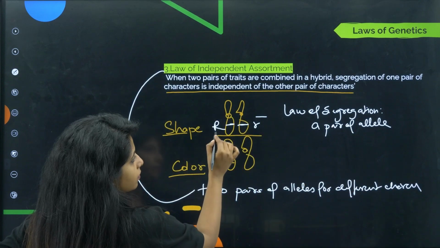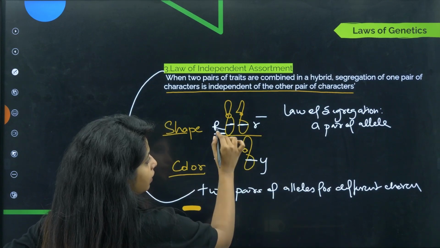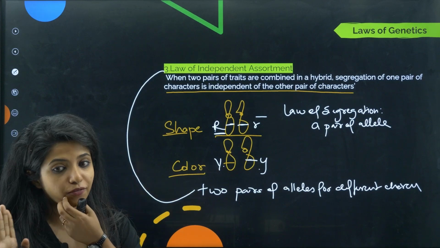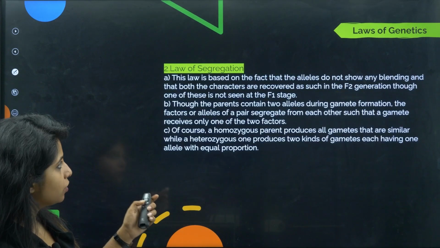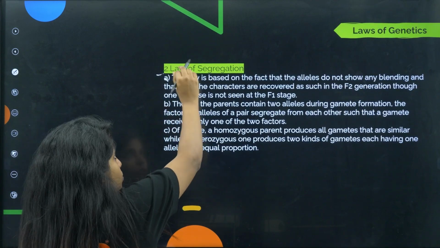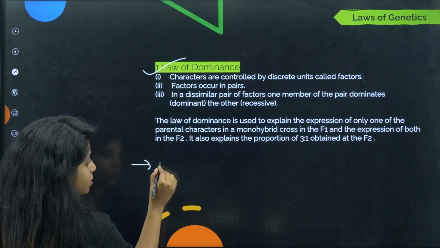So it is saying this assorts independently of what is there over here. Either it can go with this, or it can go with this. Please understand the difference. And law of dominance, you know that. Basically we have completed law of dominance in the previous classes, law of segregation as well, and law of independent assortment.